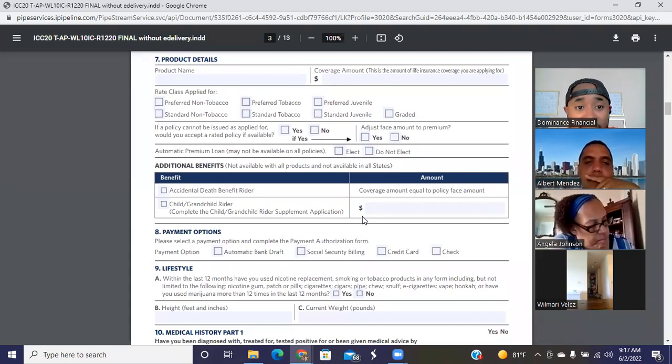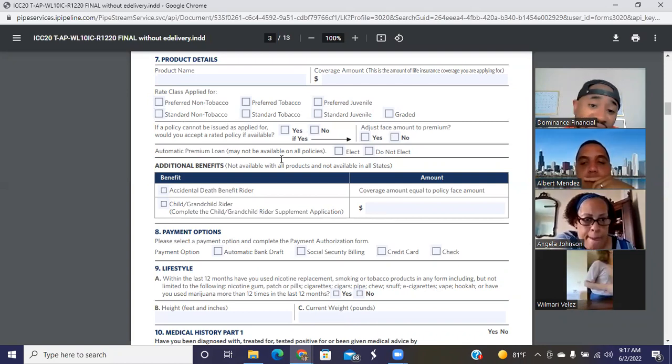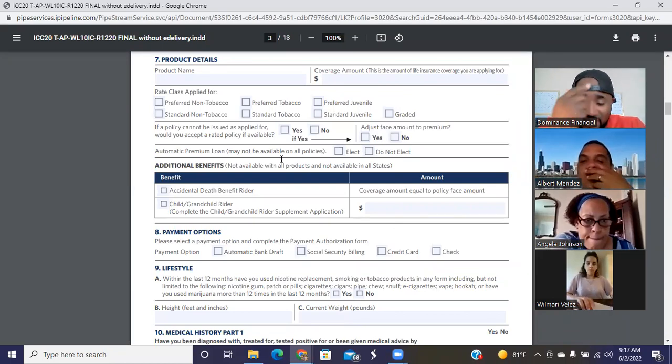You're welcome. We've got product details, which will be the name of the product, like immediate solutions, the coverage amount, the class you're applying for, and whether you need to adjust the premium amount. If a policy cannot be issued as applied for, would you accept a rated policy if available? To save yourself a headache, I will click yes. If you put no, then you probably have to redo everything if they're not approved.